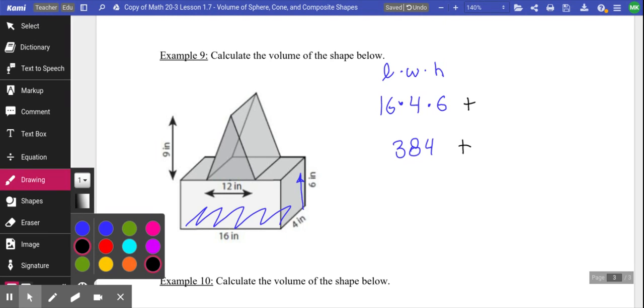But then we need to add that top prism. That's the one where we want to figure out the triangle and then multiply that triangle inwards. So for us, I'm going to do it in green. I want to figure out the area of the triangle, which is right here.